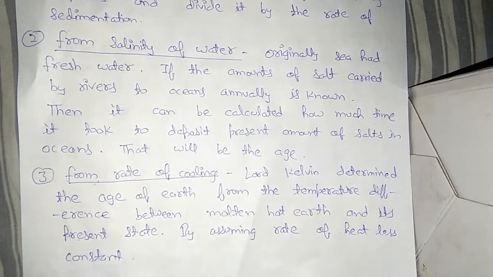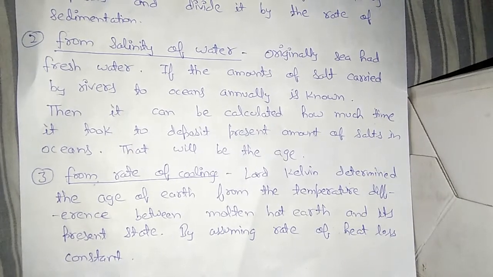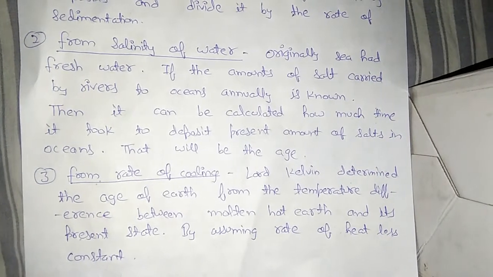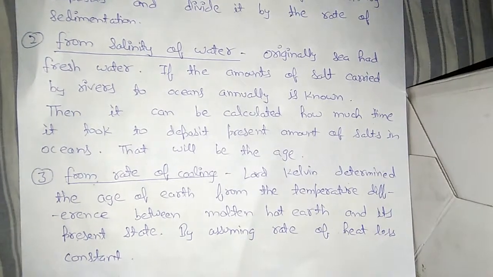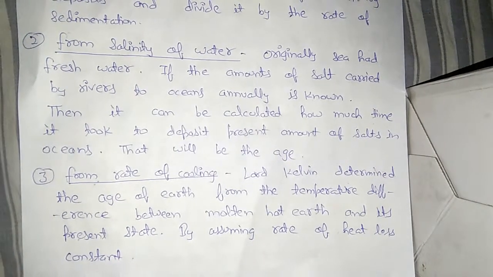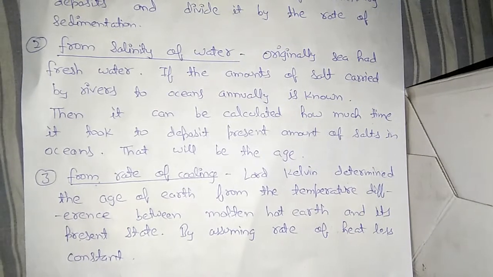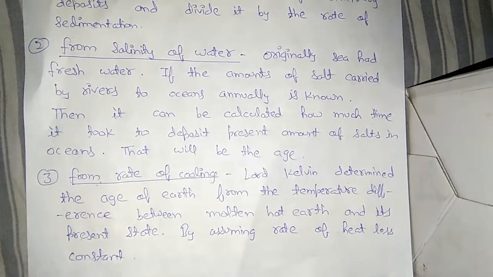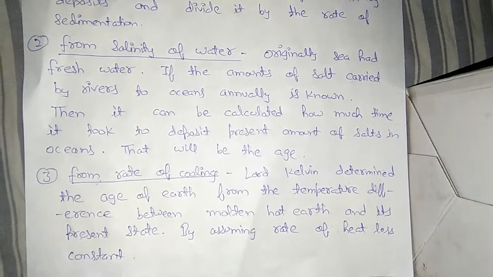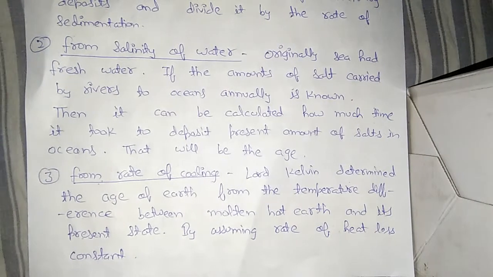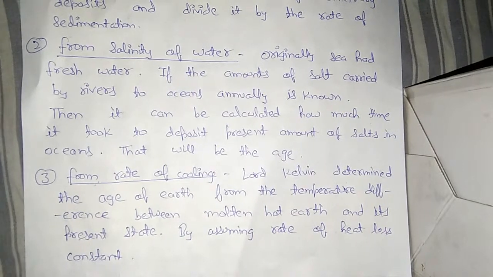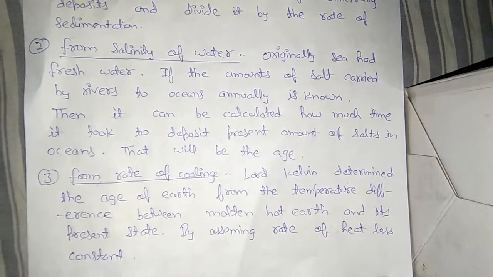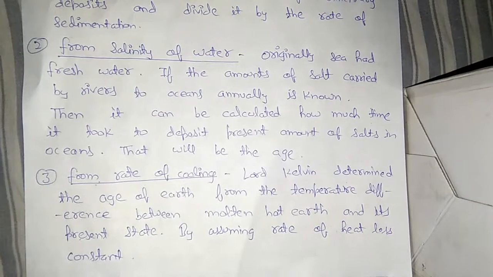The third is from the rate of cooling. Lord Kelvin determined the age of earth from the temperature difference. The temperature difference of what? The temperature difference of two earths. Two earths means there are not two earths, but the earth at its initial state and the earth at its present state. He found the temperature difference between both, and by assuming the rate of heat loss constant, he found the age of earth by calculating the difference of the temperatures.